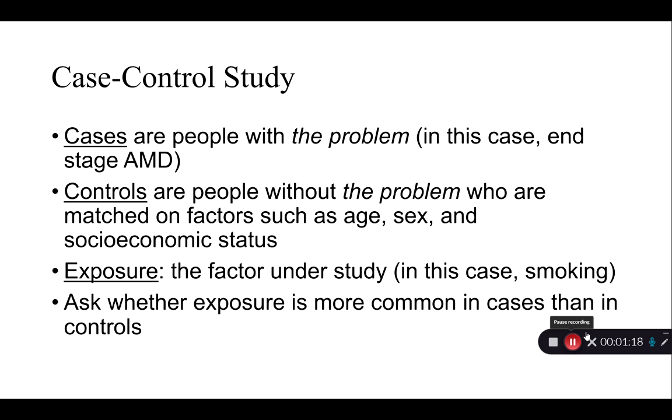Case control studies, cases are people with the problem. In this case, the end-stage AMD. Controls are people without the problem who are matched on factors such as age, sex, and socioeconomic status. Exposure is the factor under study. In this case, we're talking about smoking. You want to ask whether exposure is more common in the cases than in the controls.